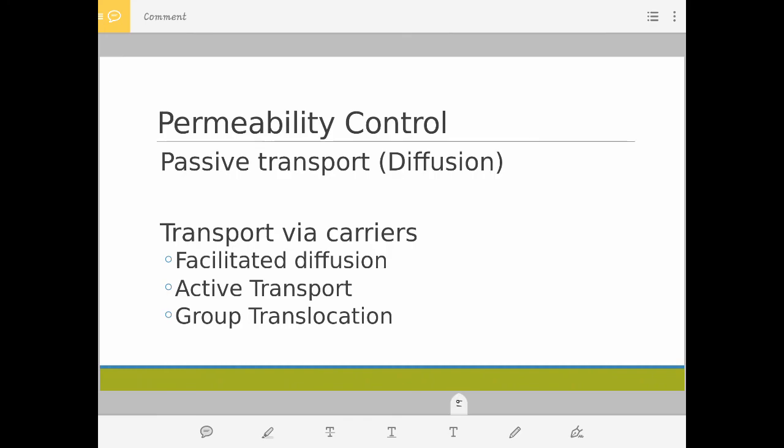So we have different ways of allowing nutrients, metabolites, substrates inside the cell. We have passive transport and even carrier transport. So we have facilitated diffusion, active transport, or group translocation. Here in permeability control, it usually involves the presence of carriers, or rather channels.